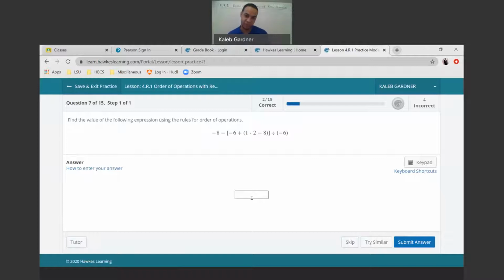All right. Let's just talk this one out again, but let's be cautious with it. Actually, no, we're going to have to work this one out. There's a lot of negative signs. So I got a -8 minus bracket, -6 plus parenthesis, 1 times 2 minus 8, close bracket, and divided by -6. Let me make sure I wrote all that down. Negative, negative, negative here, negative there. Okay.